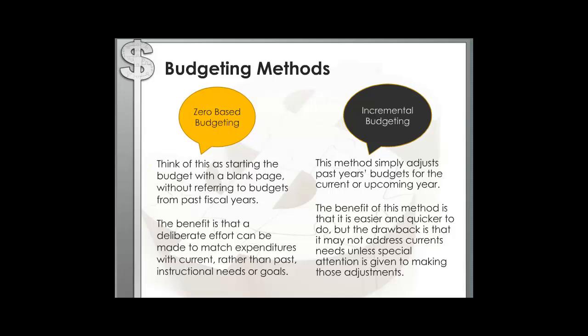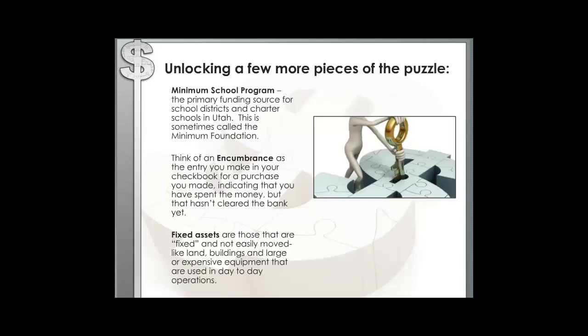These are two fairly common types of budgeting methods, and what's written here can explain it, but incremental budgeting is probably the more common used. On this slide, I think I only need to take a moment to talk about encumbrance.